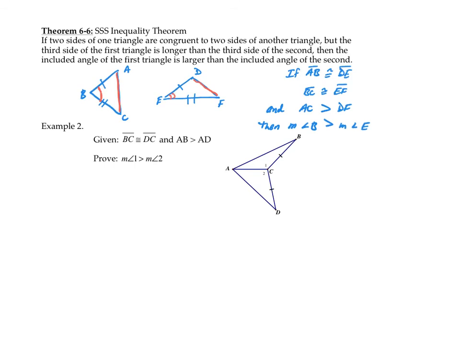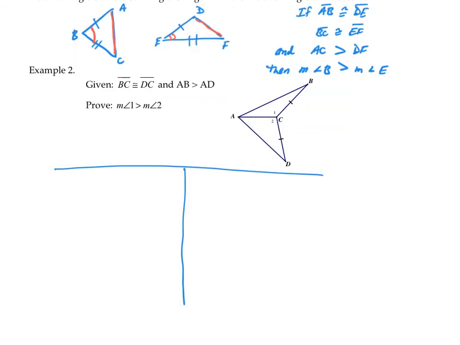Okay, so if two sides of one triangle are congruent to two sides of another triangle, but the third side of the first triangle is longer than the third side of the second, then the included angle of the first triangle is larger than the included angle of the second. So you're using this theorem to make a conclusion about the included angles. So next we're going to take a look at how to use our new theorem in a proof.